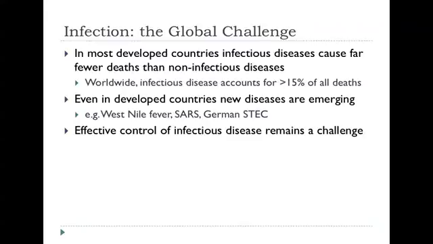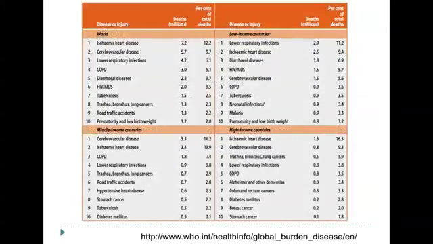And actually getting control of infectious diseases remains a challenge, as we shall see during the rest of the lectures. So this is some data from the WHO, and it shows you the number of deaths that you get from each kind of disease. And you can look at the whole world, and you can see here things like diarrheal diseases, lower respiratory infections, HIV/AIDS, tuberculosis, featuring there in the top 10 for the whole world. If you go and look at low-income countries, they become even more prominent there.